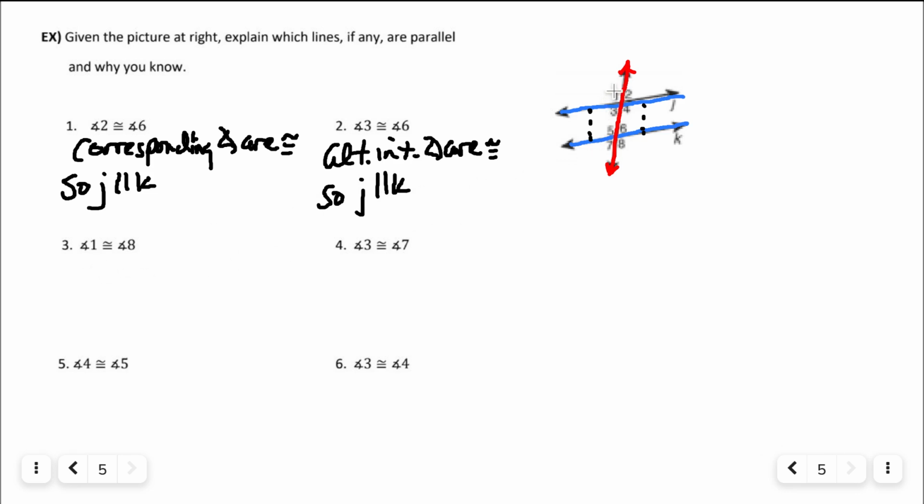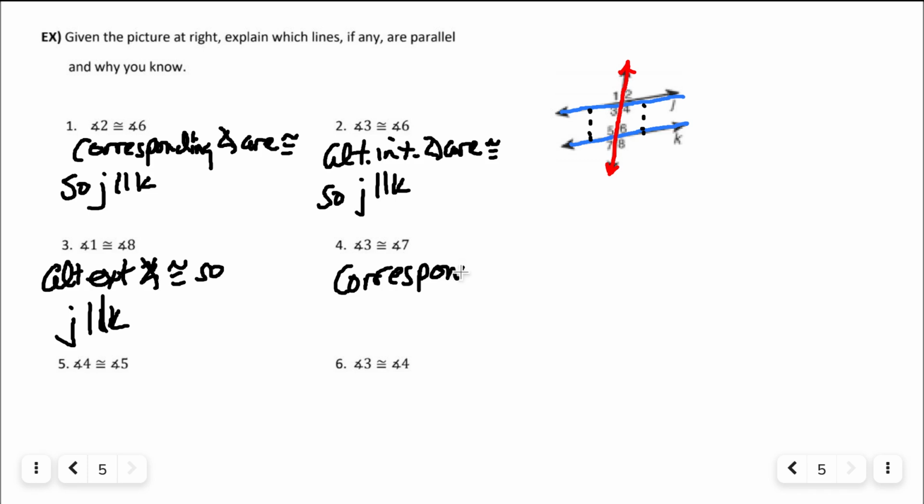1 and 8. 1 is on the exterior, top left. 8 is on the other side of the transversal. They're alternate exterior angles, and they're congruent. So alternate exterior angles are congruent. So we can conclude J is parallel to K. 3 and 7. 3 is in the bottom left of this pair. 7 is in the bottom left of that set. Yes, they're corresponding. Corresponding angles are congruent. It says that 3 is congruent to 7, so J is parallel to K.